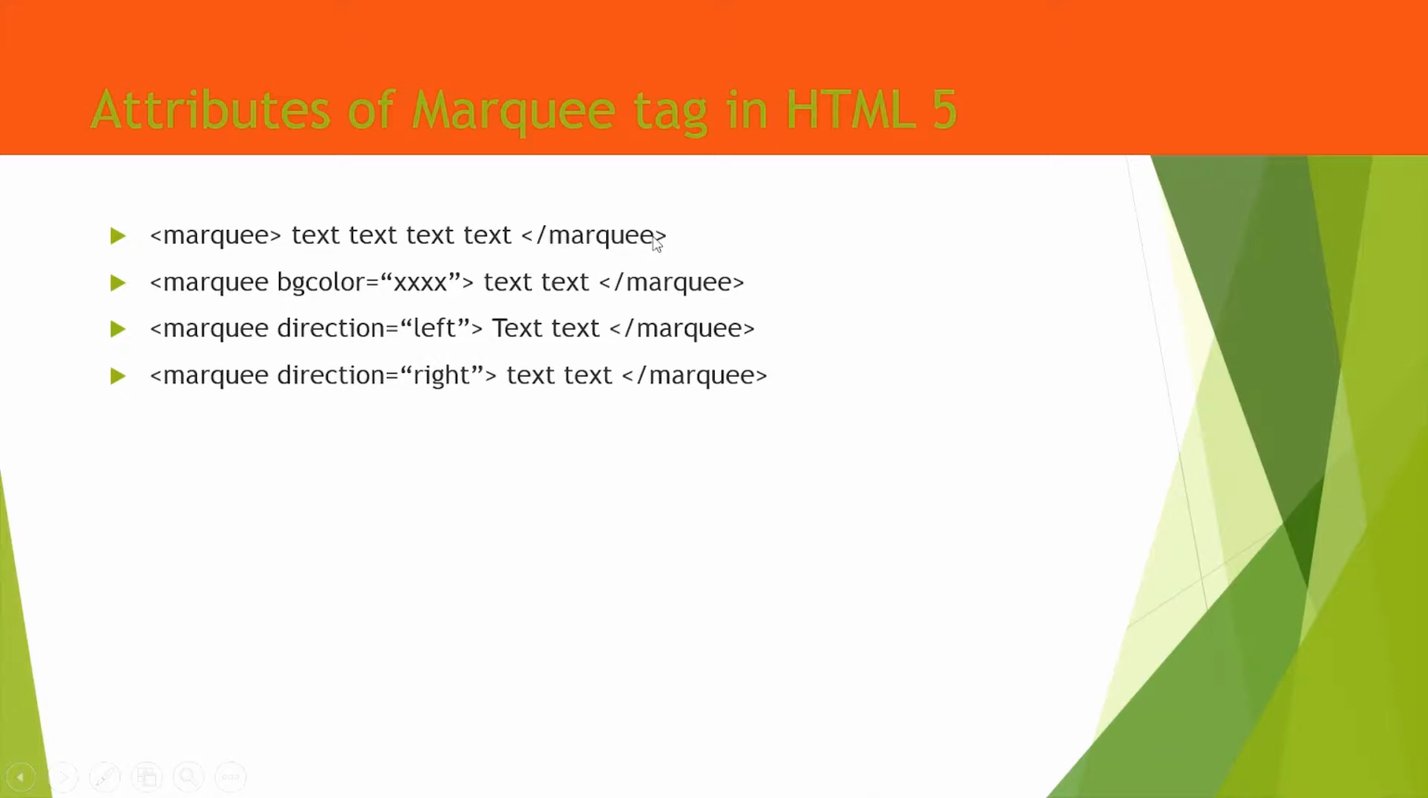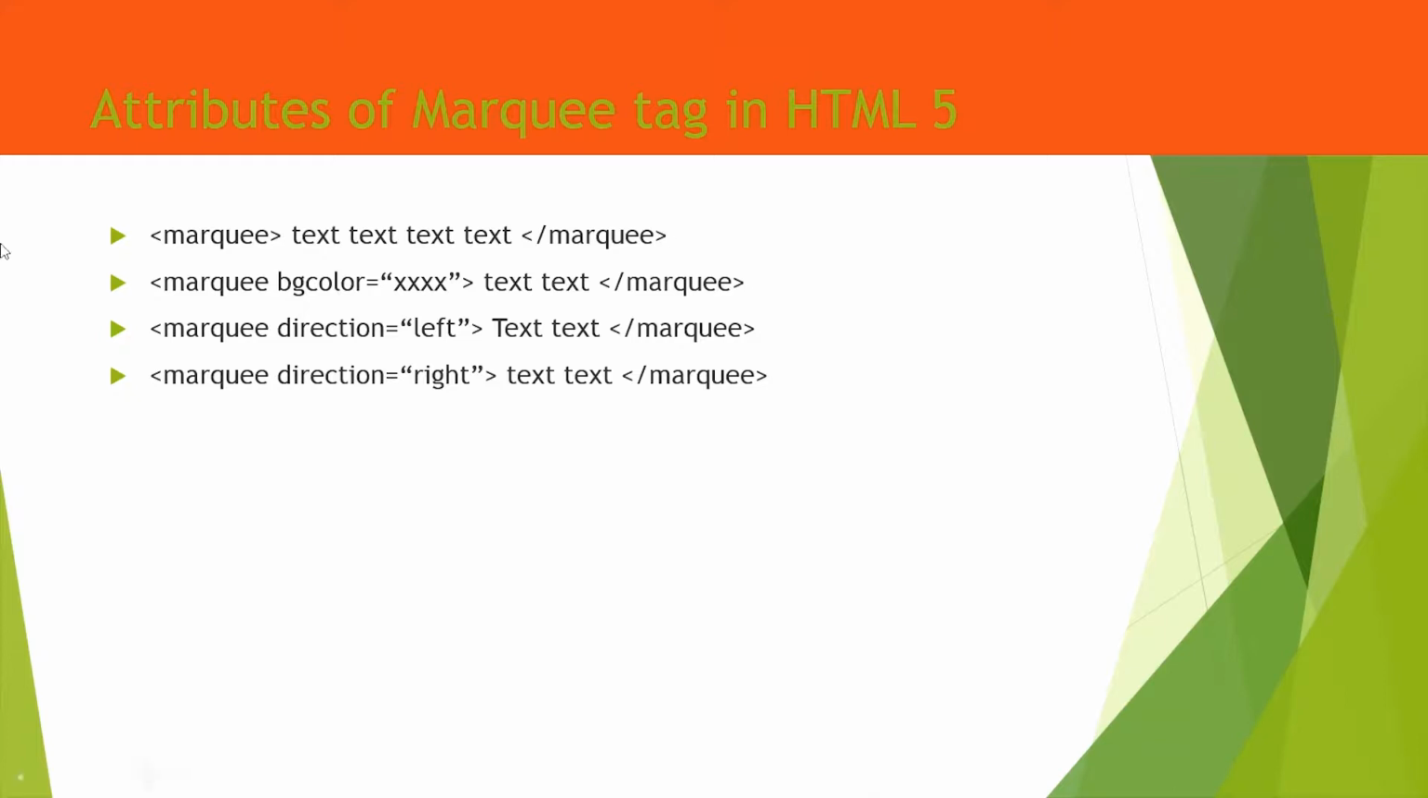We have a few attributes of the Marquee tag as well, like bgcolor, the same as we have already studied in the body. Bgcolor is equal to whatever you wish, then the text, and after that we have to close the Marquee tag. The same way we can use direction. The Marquee tag is a tag which we use for navigation. Mostly the text moves from one side to another. The same here in the direction, we can choose from which side our text should move.